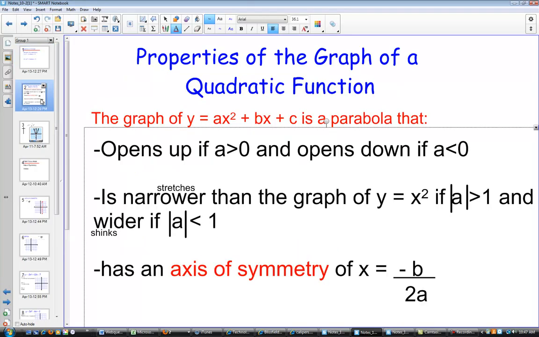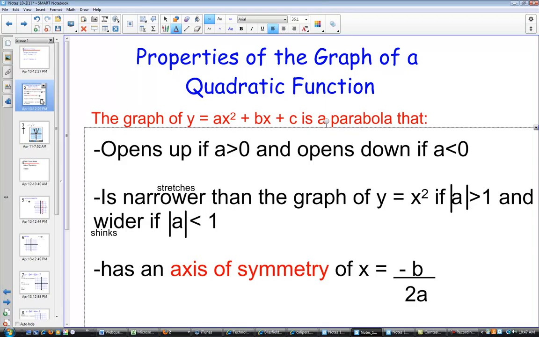We're going to be talking about lesson 10.2. This is about quadratic functions and how to graph them. The entire chapter 10 is over quadratic functions and graphing parabolas so that you can see some of the techniques. So I want to go over some of the properties.